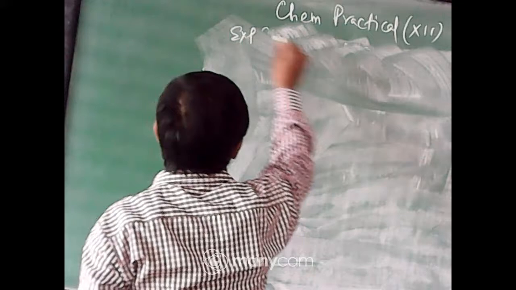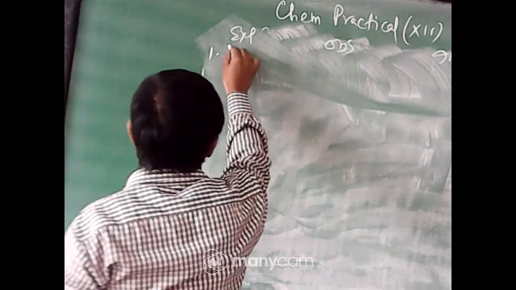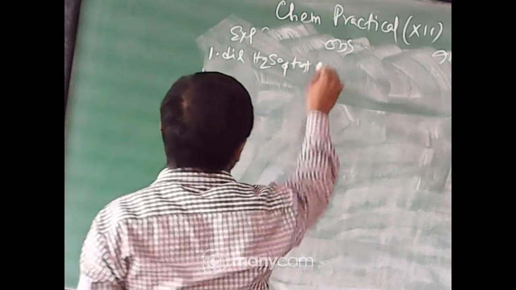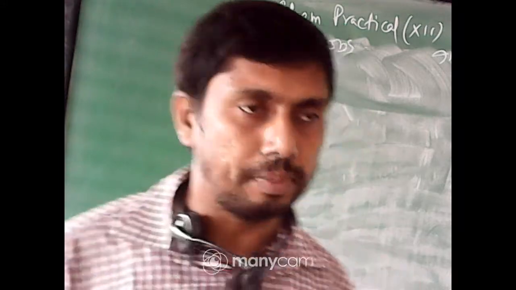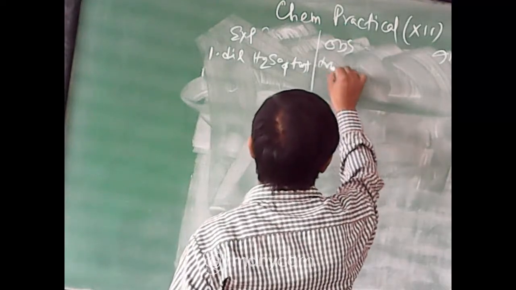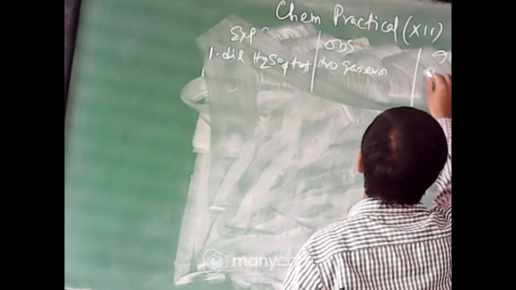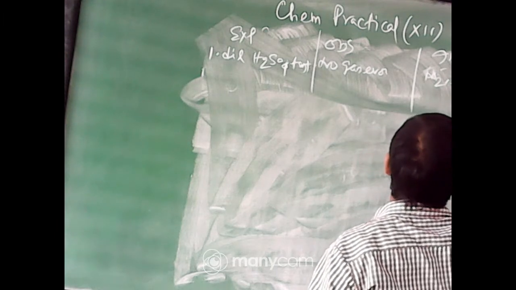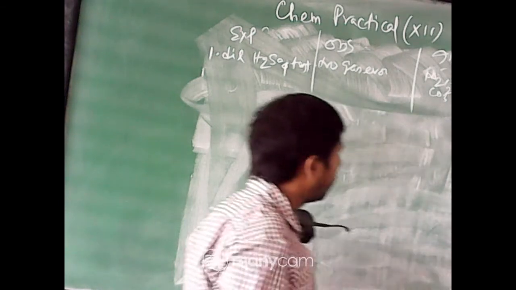So: experiment, observation, inference. Experiment number 1, dilute H2SO4 test. Here there will be no such responses because our sample contains chloride. So in the observation section, no gas evolves. In the inference section, NO2 minus, S2 minus, SO3 2 minus, CO3 2 minus absent. You have to write in that manner.